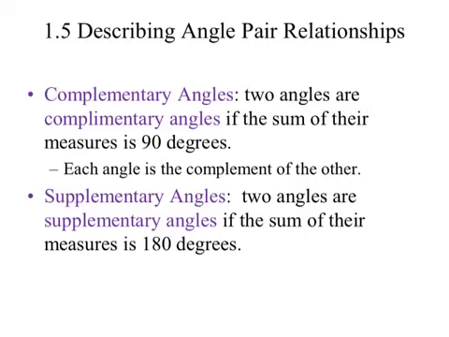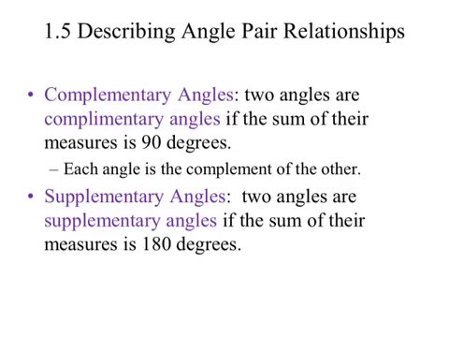Let's start section 1.5, describing angle pair relationships. I have two vocabulary words, complementary angles. Two angles are complementary if the sum of their measures is 90 degrees. If you add up the measurements of the two angles and get 90 degrees, they are complementary. And you can just say each angle is the complement of the other.